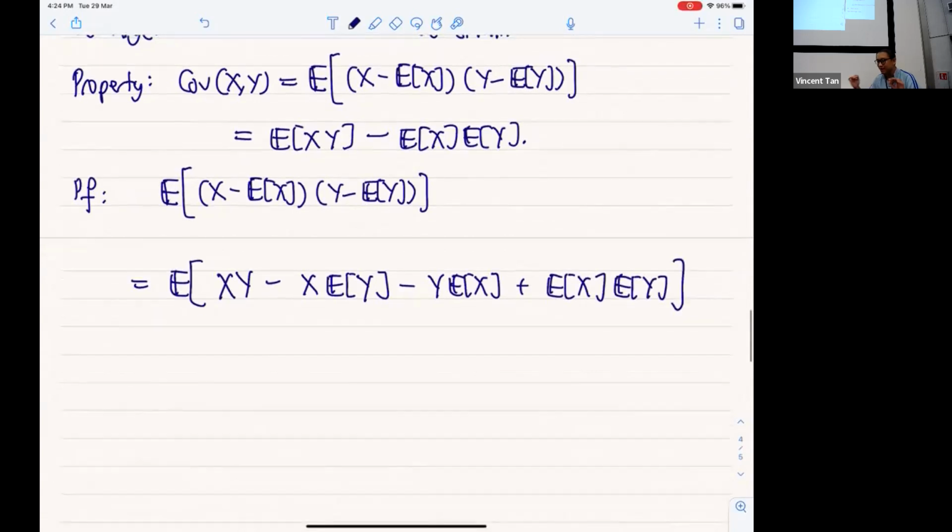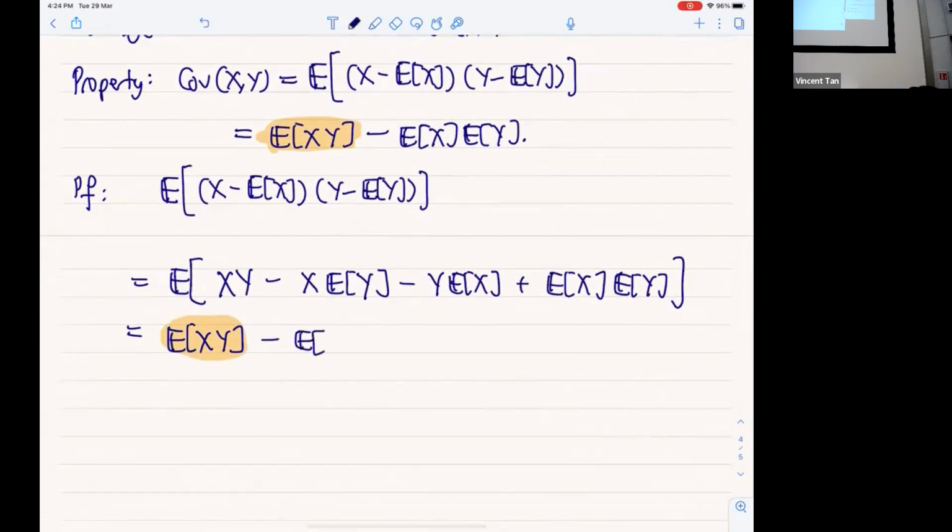Now, because expectation is linear, this one can go inside. So we have the correlation. This immediately recovers this part here. So the rest must be the rest. We must make sure that the rest is the rest. So this is minus the expectation value of X times the expectation value of Y, minus the expectation value of Y times the expectation value of X, and plus the expectation value of the inside, the product.